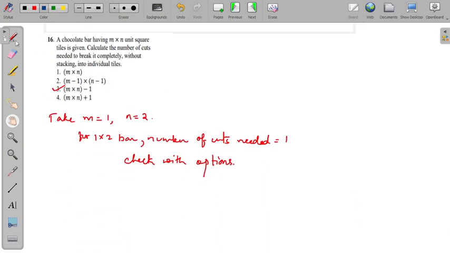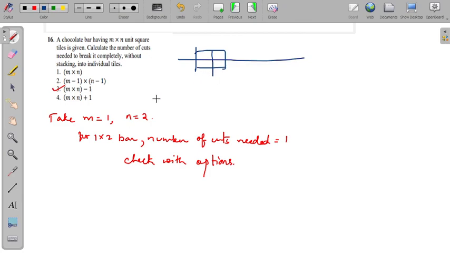16th question, a chocolate bar having m by n unit squares is given. Calculate the number of cuts needed to break it completely into individual tiles without stacking. That is, we should not cut them into individual tiles. We have to break them something like this. So it has to be completely broken.